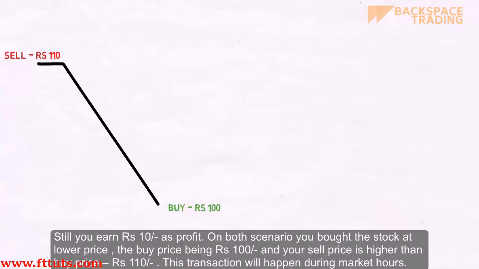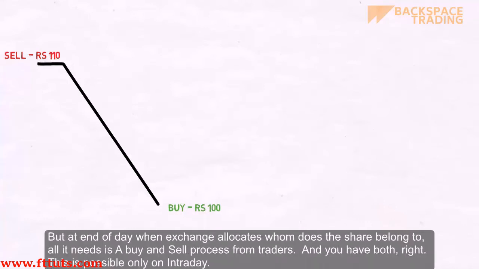In both scenarios, you bought the stock at a lower price, the buy price being 100, and your sell price is higher than the buy price, that is 110. This transaction will happen during market hours, but at end of day, when the exchange allocates whom the share belongs to, all it needs is a buy and a sell process from traders. You have both, right? So this is possible only on intraday.